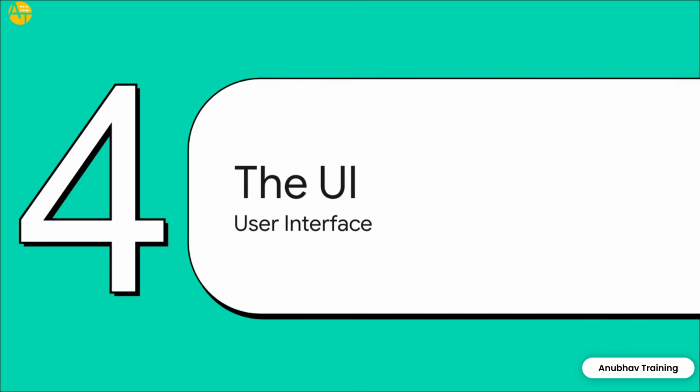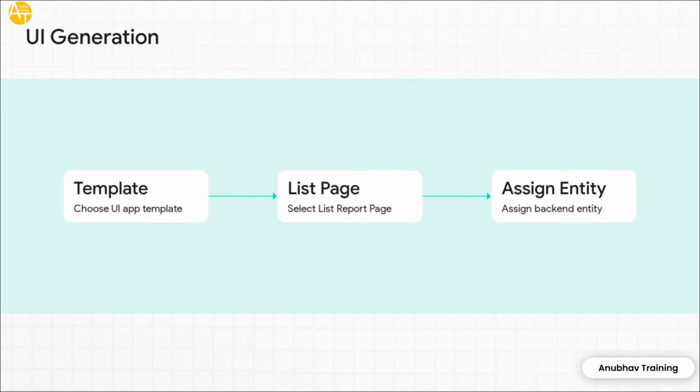All right, so we have robust data and we have smart business logic. Now we shift to phase 4, the UI. We need to wrap all this power into a user interface so people can actually use it. SAP Build Code makes front-end generation this incredibly fast, repeatable 1-2-3 rhythm.